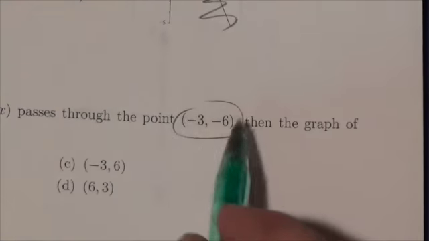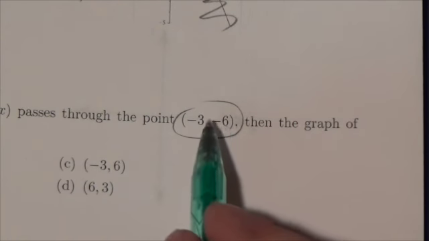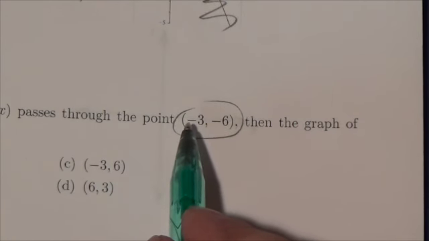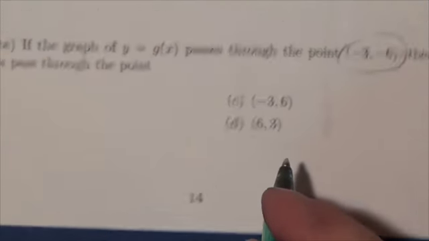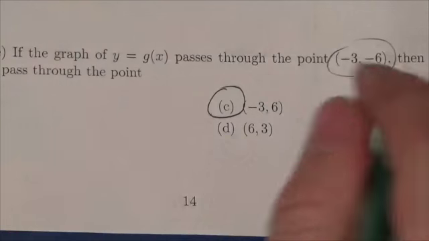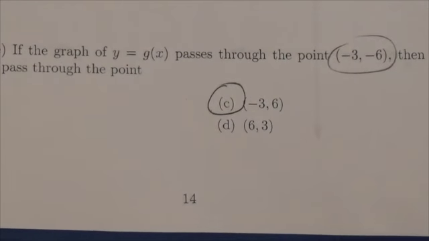Well, if we're taking the absolute value of the function, it's the y-coordinate that changes here, not the x-coordinate. So this should end up being negative 3, 6. And there it is right there. Option C is, in fact, negative 3, positive 6.